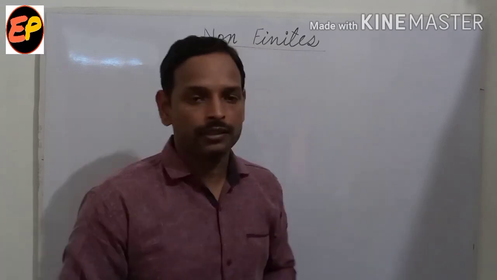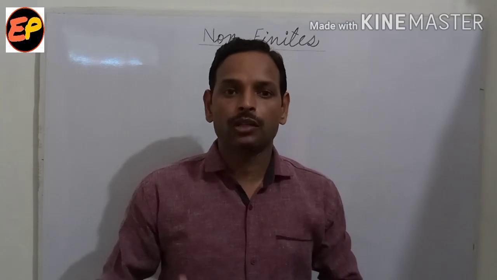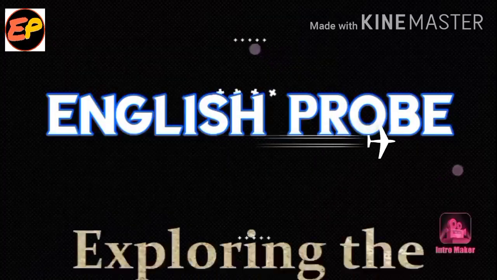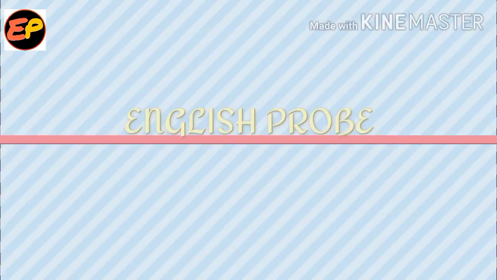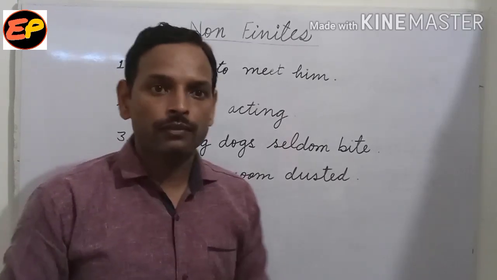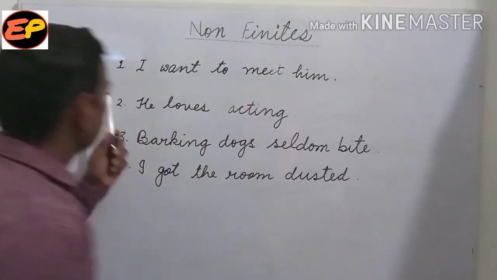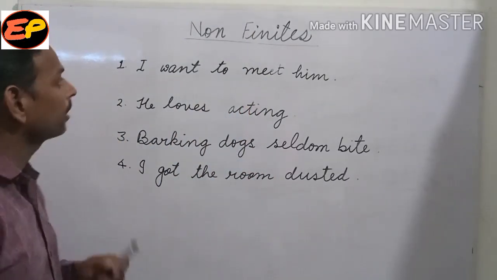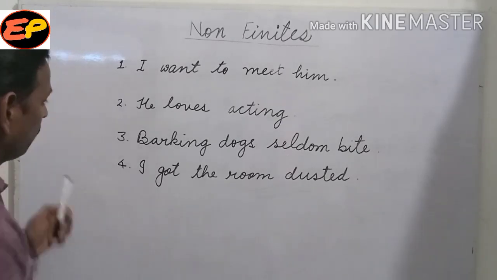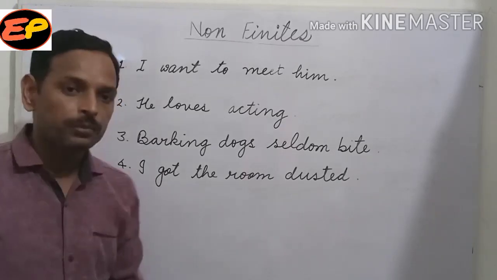So let us begin with non-finite verbs. Let us see with some examples what non-finite verbs are. See these four sentences to make it clear what are finite verbs and what are non-finite verbs. Number one, I want to meet him. Number two, he loves acting. Number three, barking dogs seldom bite. And number four, I got the room dusted.